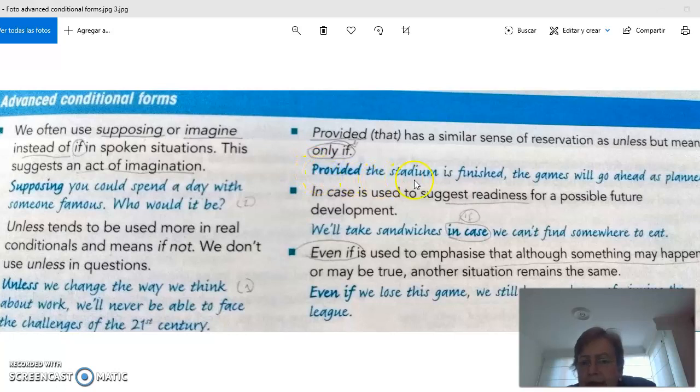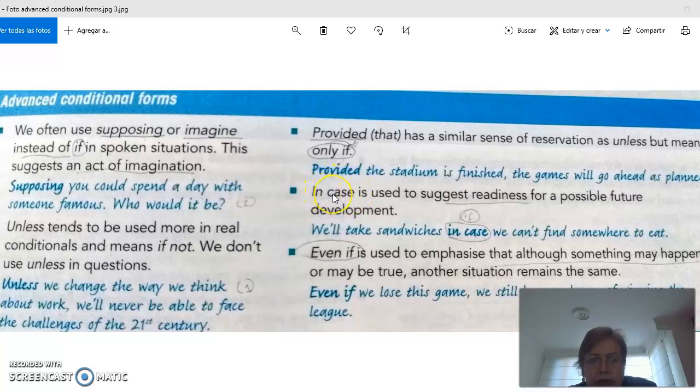Provided the stadium is finished, the games will go ahead as planned. Okay, so if we used only if, it would be: only if the stadium is finished, the games will go ahead as planned. The next one is in case.